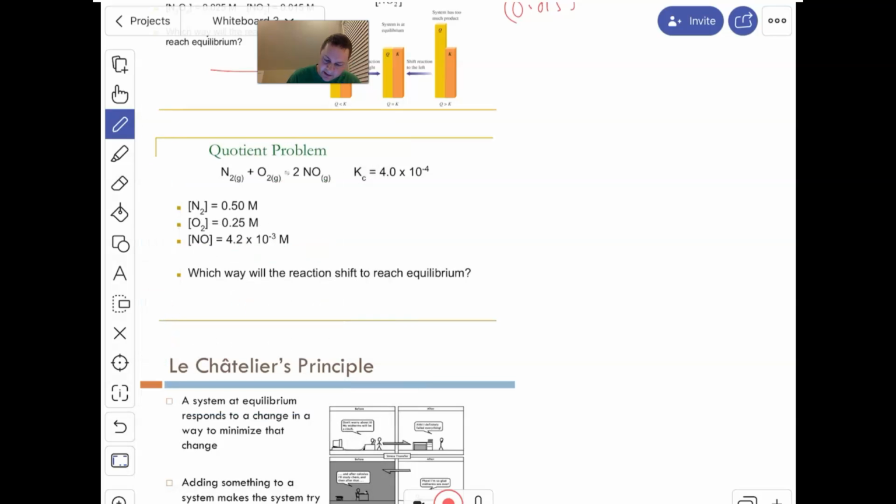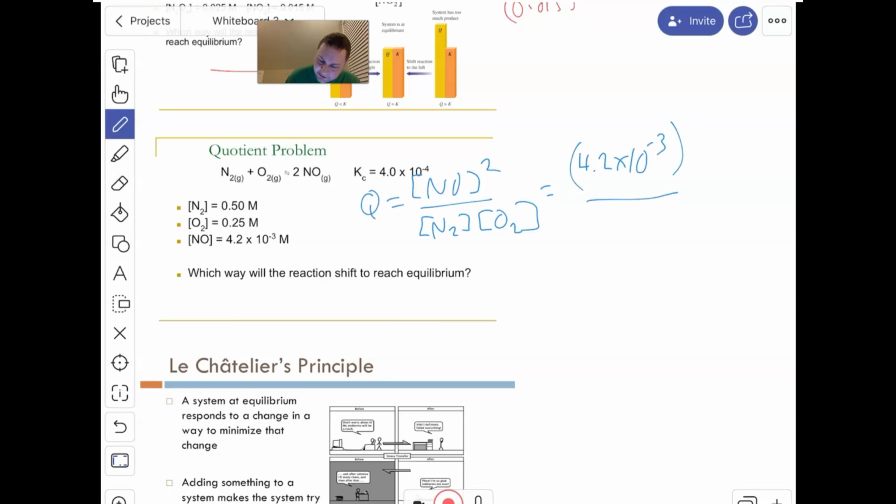So I'll switch to blue. All right, so Q is going to equal the NO concentration, and that's going to be squared. And then I'm going to divide that by N2, and then I'm also dividing it by O2. Plugging in numbers, 4.2 times 10 to the minus 3 on top. I have to make sure that gets squared. And on the bottom, it looks like I have 0.5. And it looks like I also have 0.25. Let me pause the video while I type this in my calculator for a second.